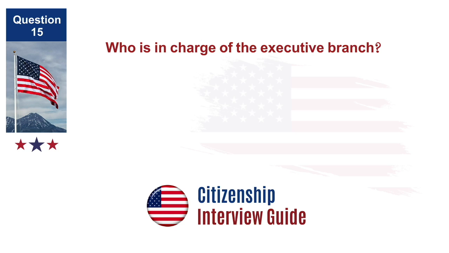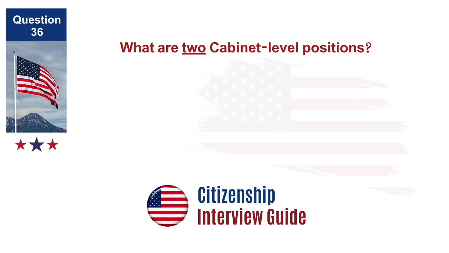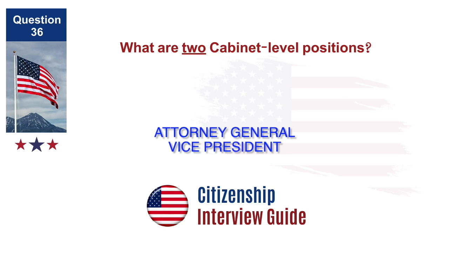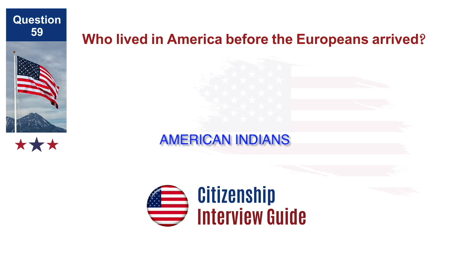Who is in charge of the executive branch? The President. How many U.S. senators are there? $100. What are two cabinet-level positions? Attorney General, Vice President. Who lived in America before the Europeans arrived? American Indians.